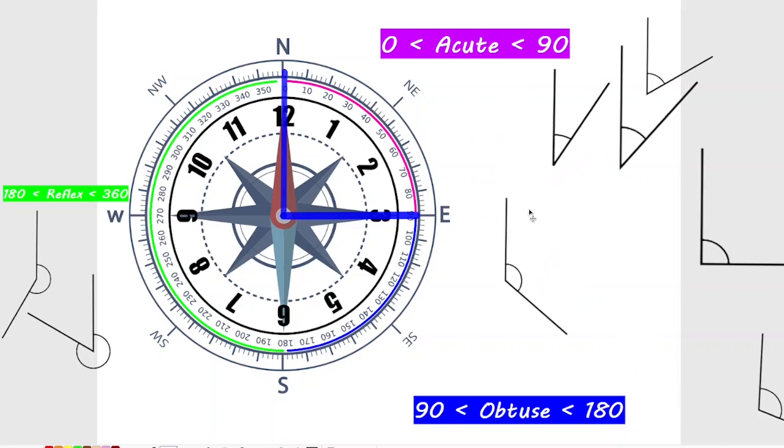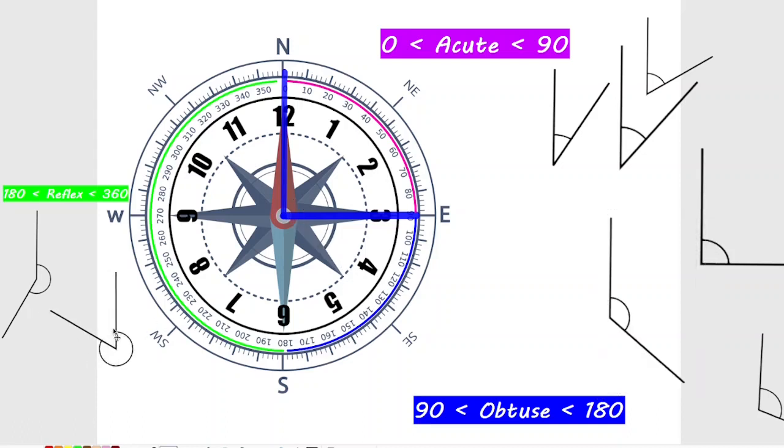Let's have a look at this one. Pointing straight up. And what do you reckon, 5 o'clock? So if it's 5 o'clock, you're expecting it to be 5 groups of 30 to get to 150 or so. Let's have a look. In between. So in between 120 and 150, so your estimation's pretty close.